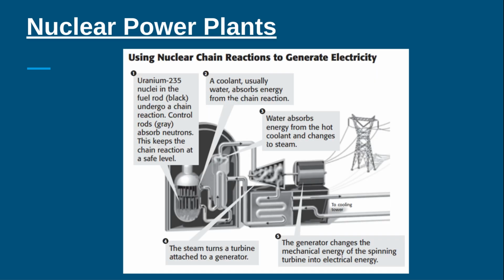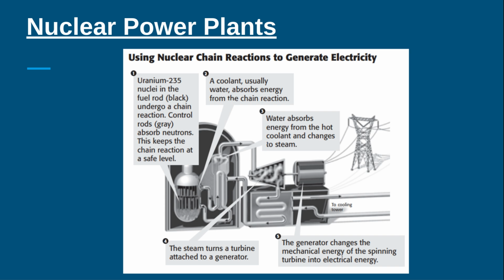Here's a picture of a nuclear power plant again, number 1. So we have a fissile material, uranium-235, in a fuel rod. So again, just where they're storing the uranium-235. It's going to start a chain reaction. The control rods also in there are going to, again, maintain that speed of the chain reaction by absorbing the extra neutrons to slow that reaction down.